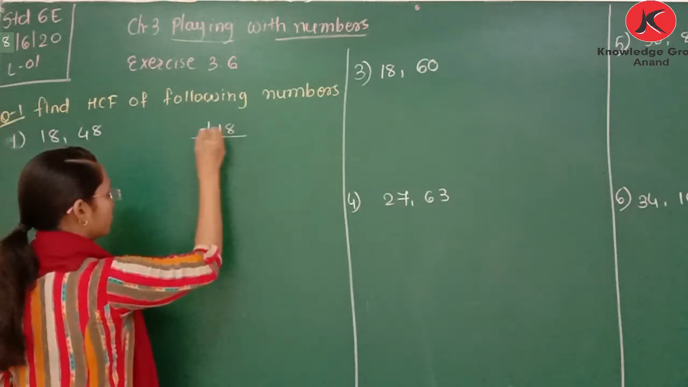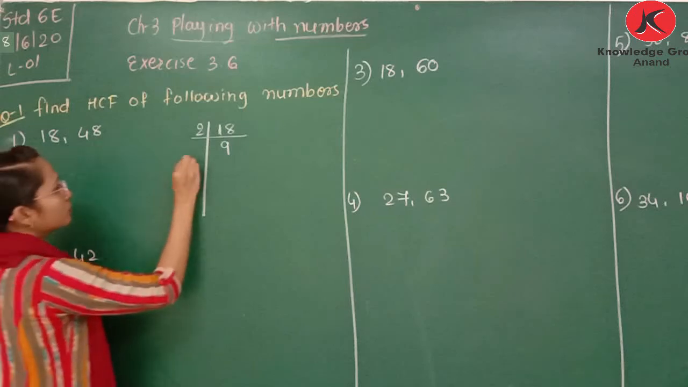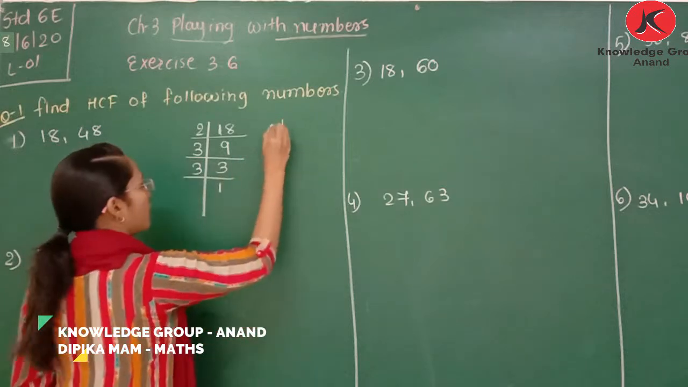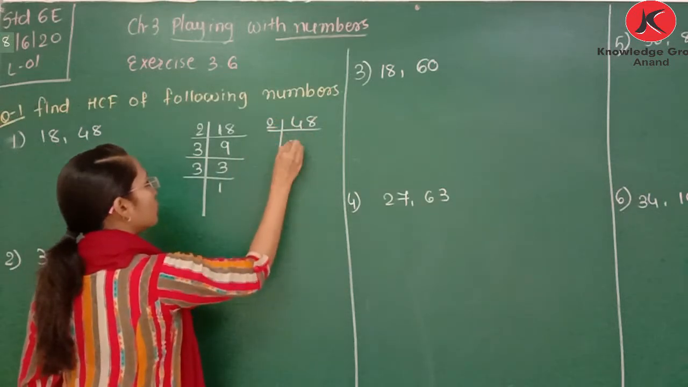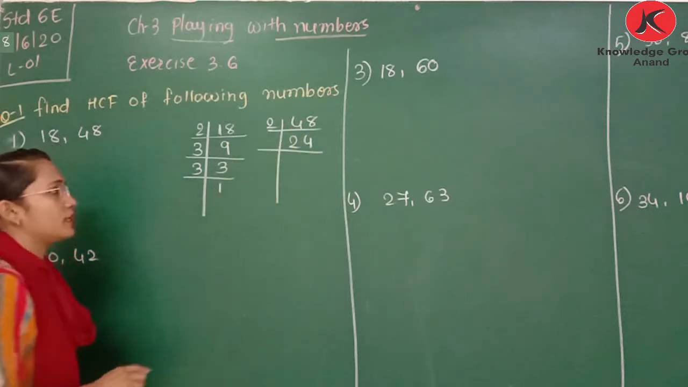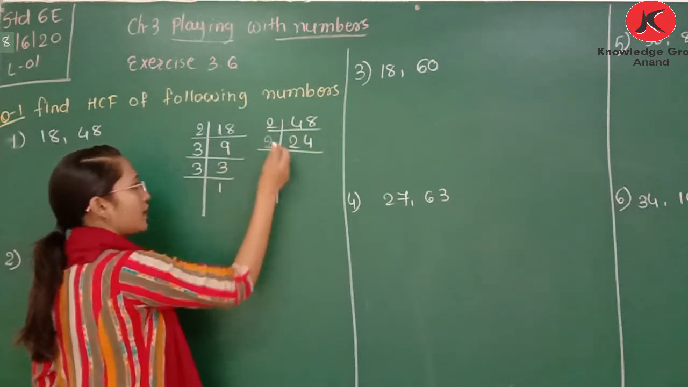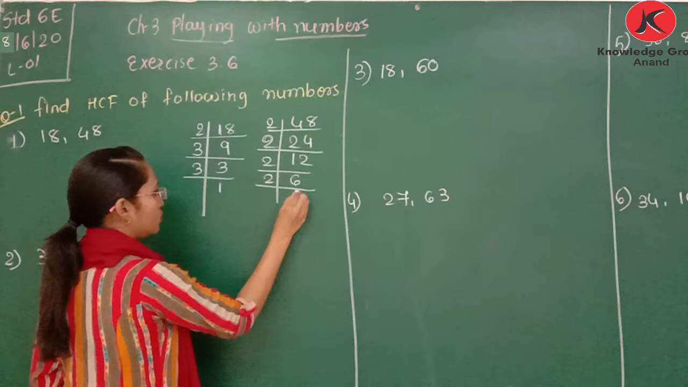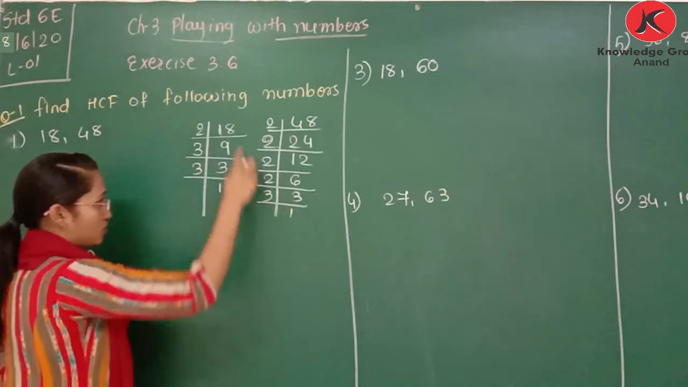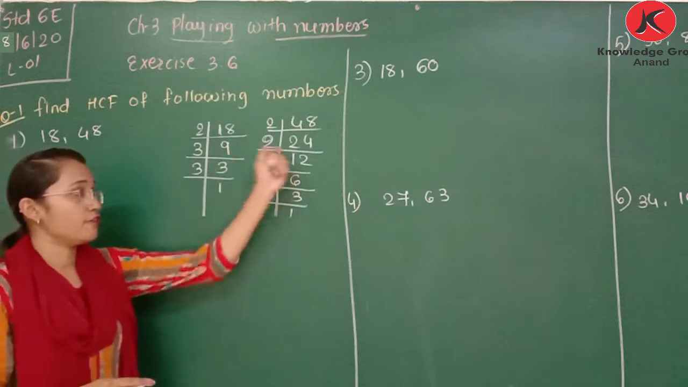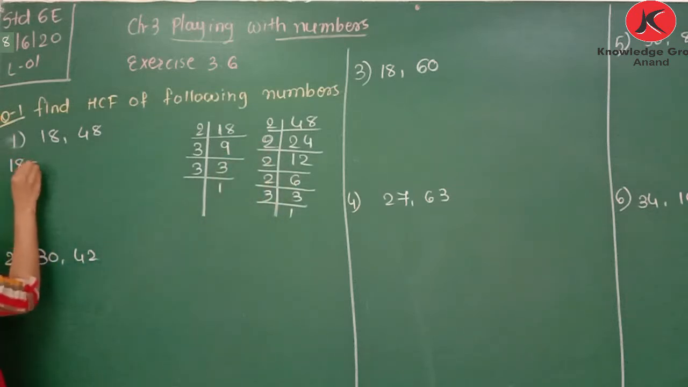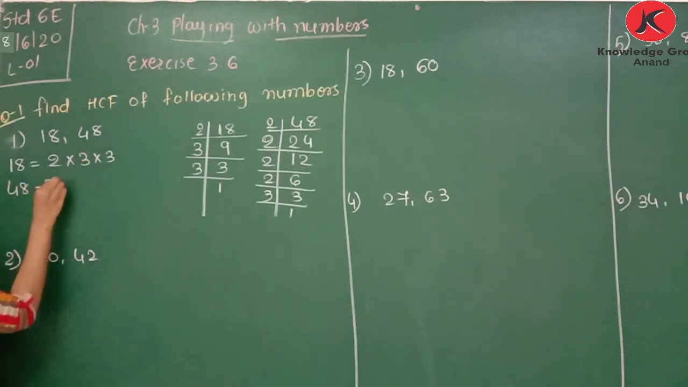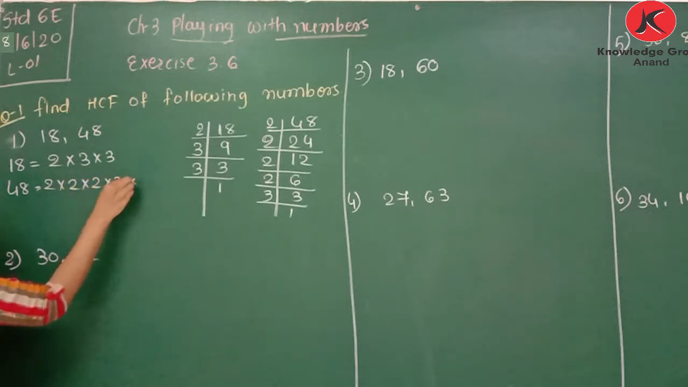So factors of 18: 2 9s are 18, 3 3s are 9, 3 1s are 3. Factors of 48: if you divide 48 by 2, you will get 24. Then again 24 is divisible by 2, so 12. 2 6s are 12. 2 3s are 6, 3 1s are 3. So these are the prime factors of 18 and these are the prime factors of 48. So we can write 18 as 2 multiply 3 multiply 3 and 48 will be 2 multiply 2 multiply 2 multiply 2 multiply 3.